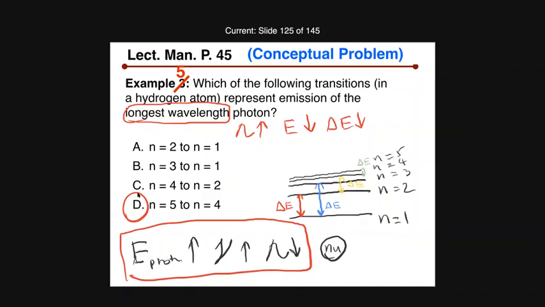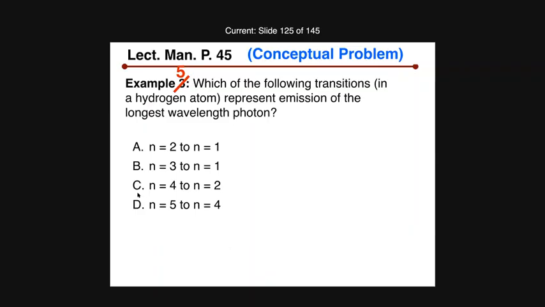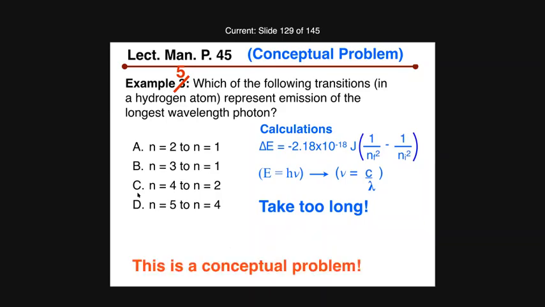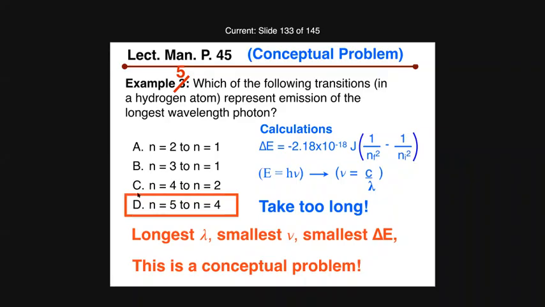Let me summarize this in a little bit better detail. You can go ahead and calculate this, as we already did that calculation and then found the wavelength at the end, but that takes too long. That's why we use the analysis we just did. The longest wavelength is going to be the smallest frequency, which refers to the smallest energy gap, and the answer will still be D. That's the explanation I gave earlier.